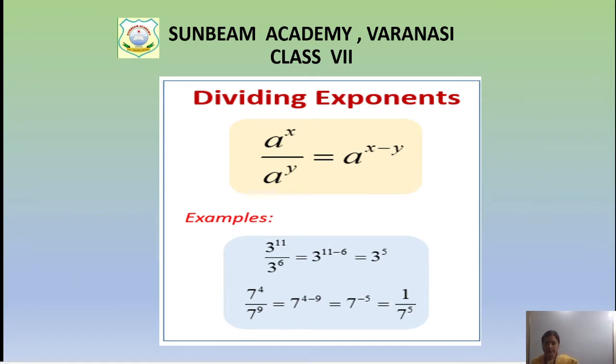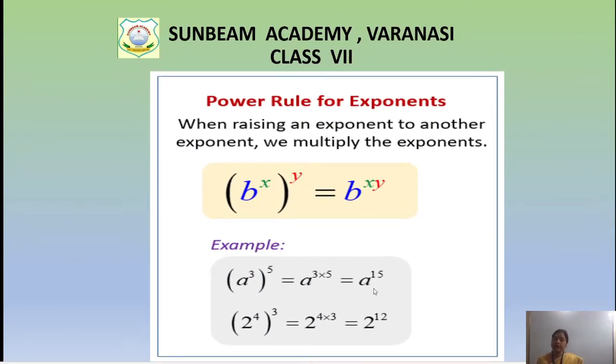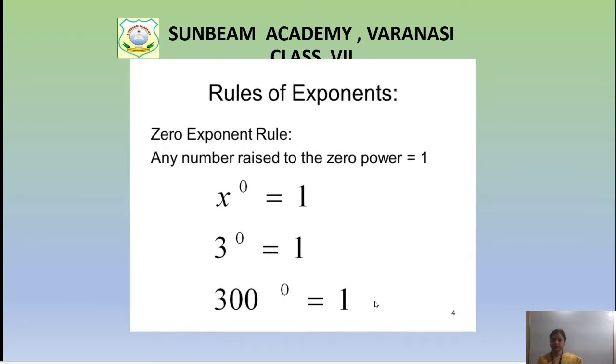Now for the next part, let's see. See, this is b to the power x, whole to the power y. Here the power is multiplying with another power. You can see the bracket. When we are raising an exponent to another exponent, then we will multiply them. a to the power 3, whole to the power 5: a to the power 3 and the bracket is there and then it is 5 in power. So the powers will be multiplied with each other. a to the power 3 into 5.